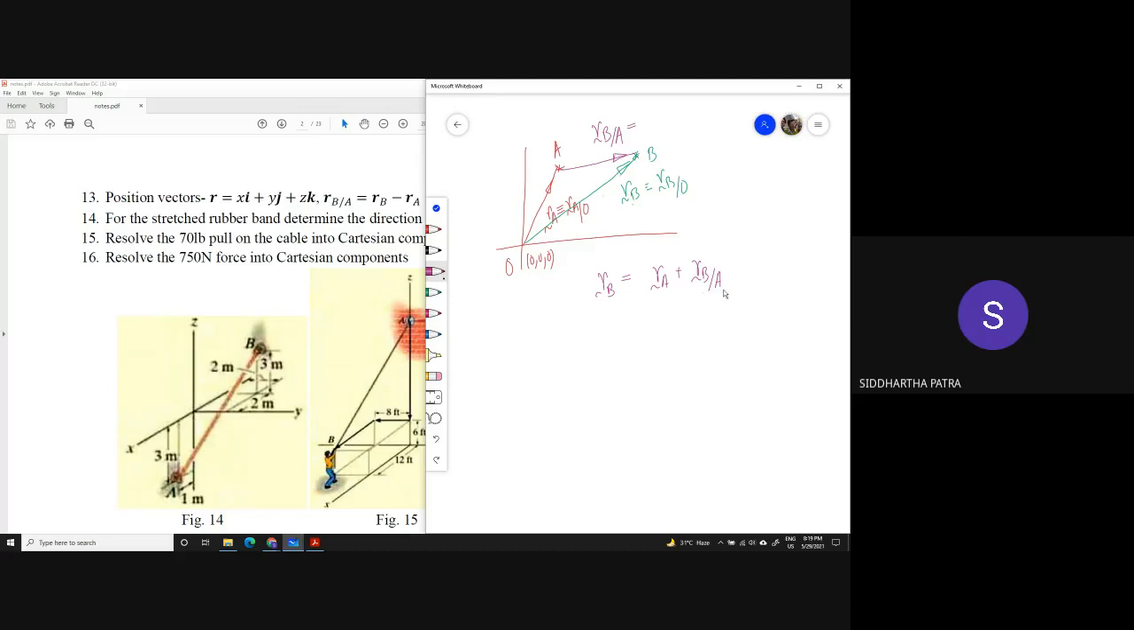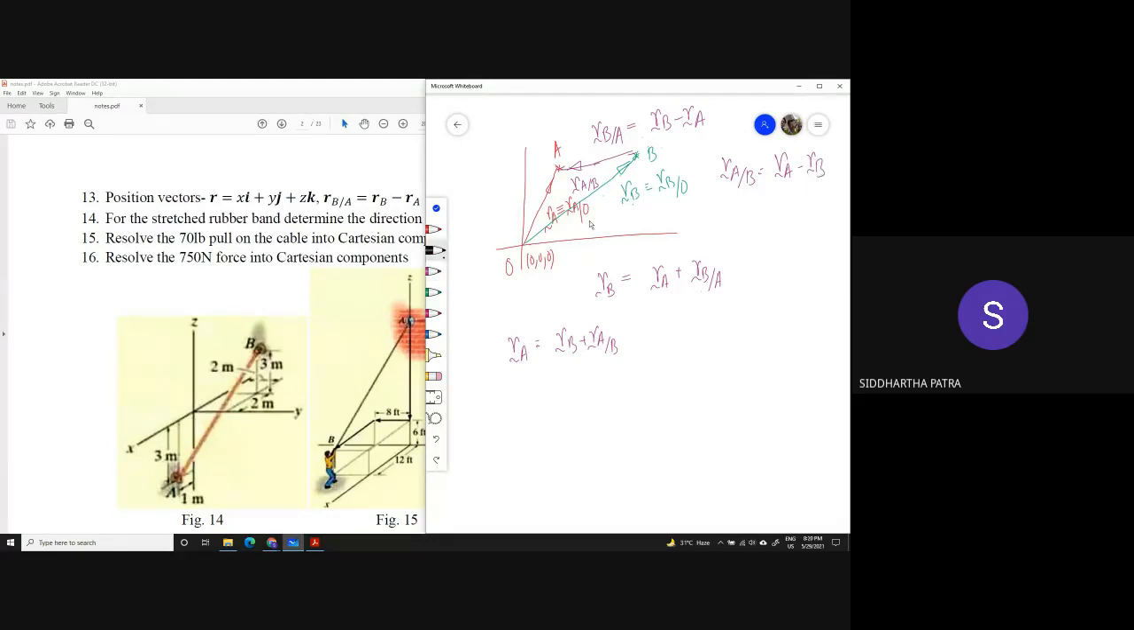Then R of B with respect to A becomes R of B minus R of A. So that represents the position vector of B with respect to A. But let's say I'm interested in the opposite, the position vector of A with respect to B, which is R of A with respect to B. Now this time RA is the resultant, the sum of RB and R of A with respect to B, and that would give us R of A with respect to B equals R of A minus R of B.